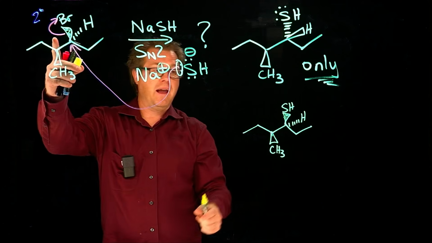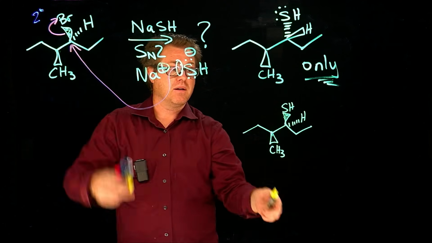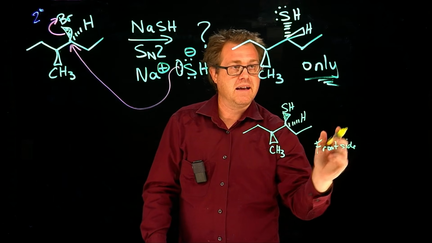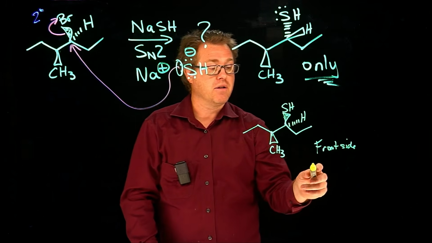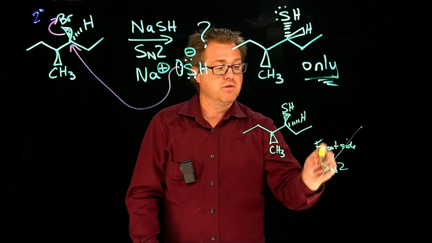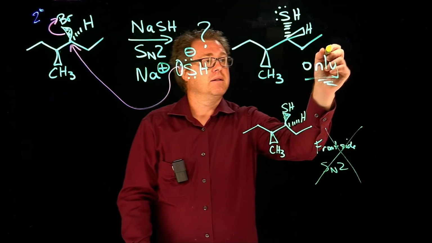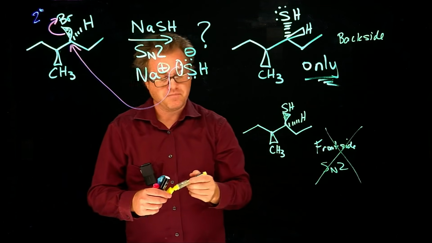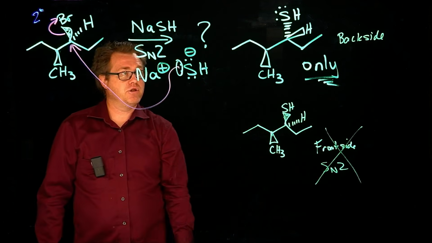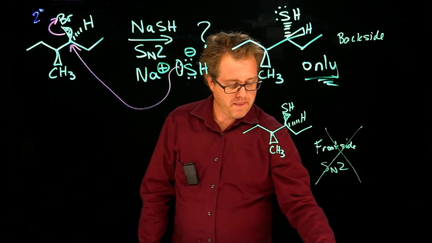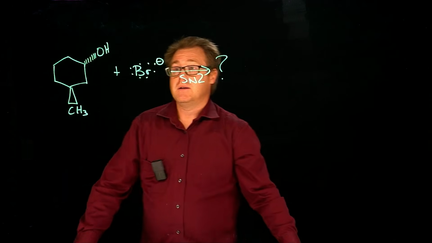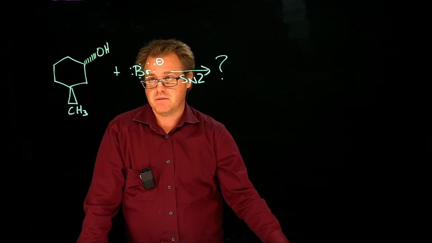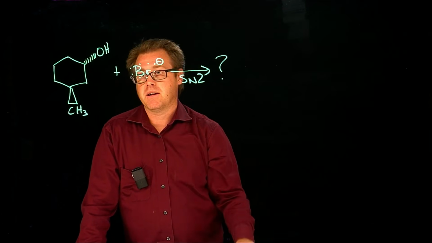So the only way, if this reaction did in fact work, is that it would come in from the front side. That would be a front side attack. And we've learned that SN2s do not do front side attack. This is backside attack. And that's how SN2 mechanisms work. In this problem, you are asked to do an SN2 mechanism to figure out the product here.